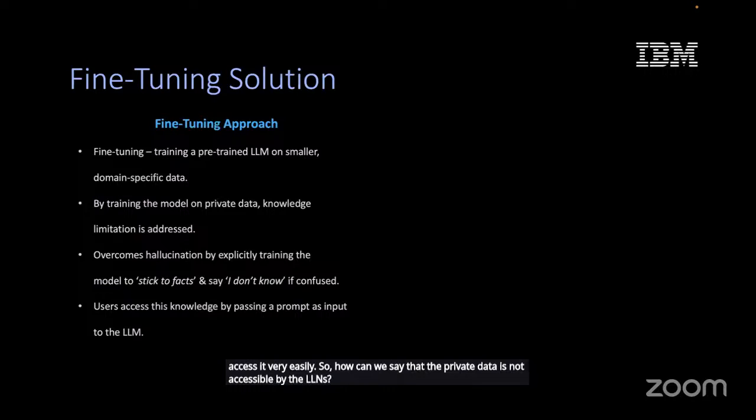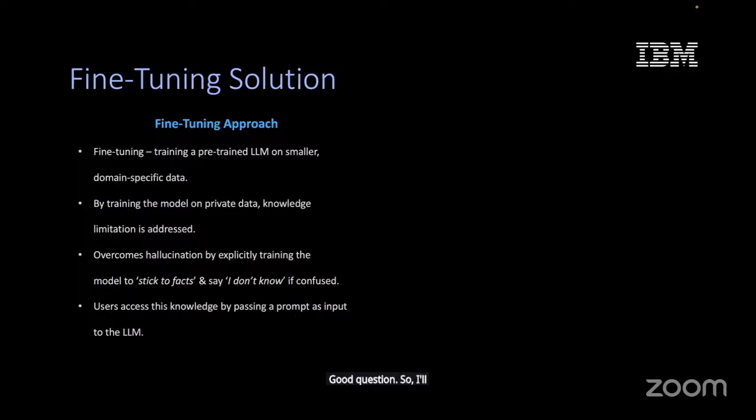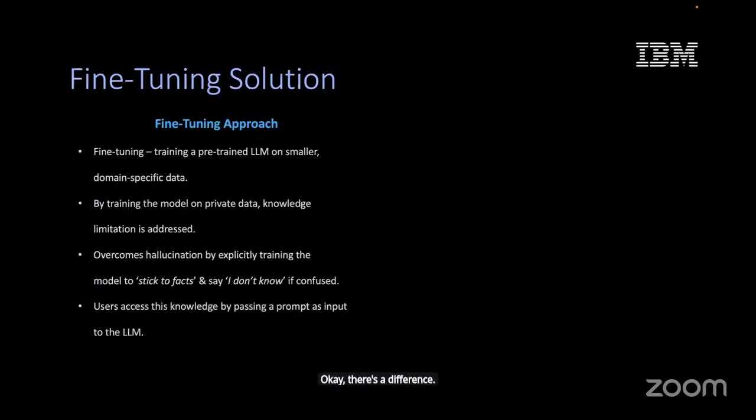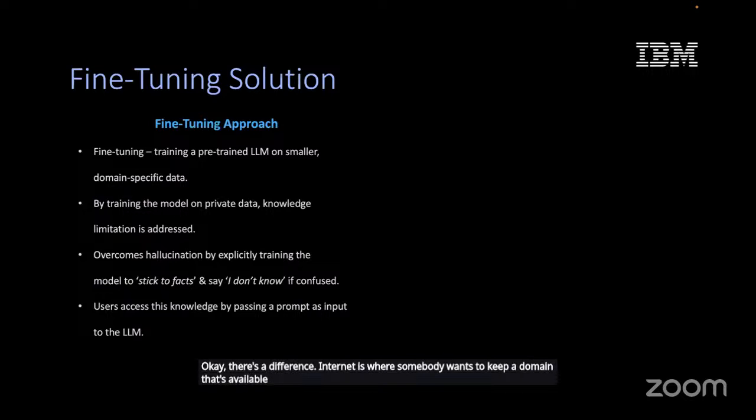Good question. So I'll give you two examples to drive home my point. When I say that it is not trained on private data, we were talking about the IBM leave policy, right? The IBM leave policy is not something that's available on the internet. It is available on IBM's intranet. Okay, there's a difference. Internet is where somebody wants to keep a domain that's available to everyone. Anybody can go out and access. But IBM's intranet is not something that's available to everyone to go out and access.